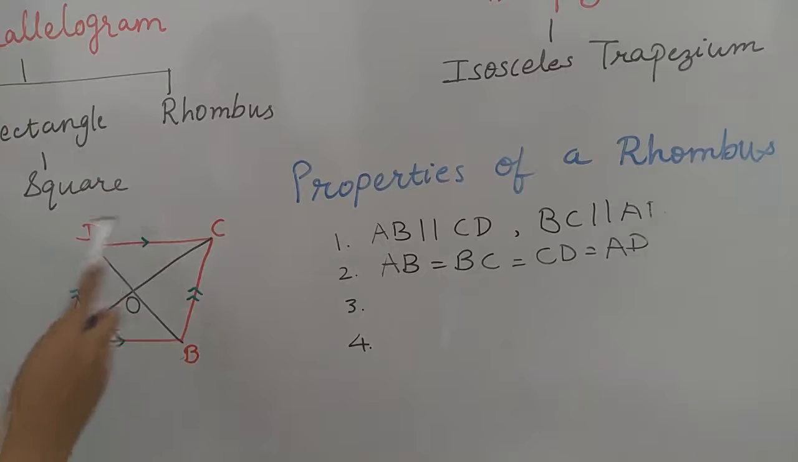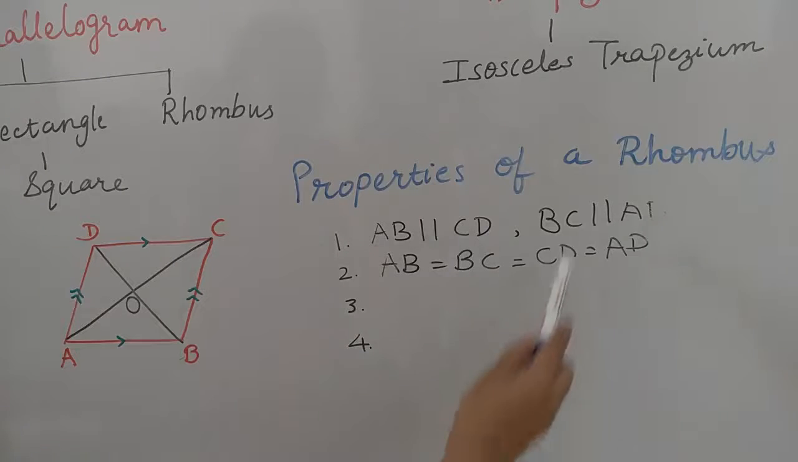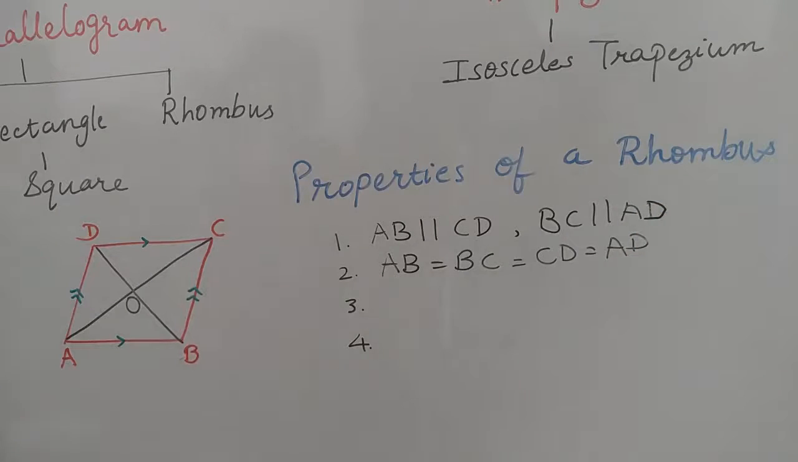Means the opposite sides are parallel. So the first property is AB parallel to CD and BC parallel to AD. So this is our first property in which the opposite sides are parallel to each other. Now the second property is all sides are equal in measure in a rhombus. So AB is equal to BC is equal to CD is equal to AD. All four sides are equal in measure.